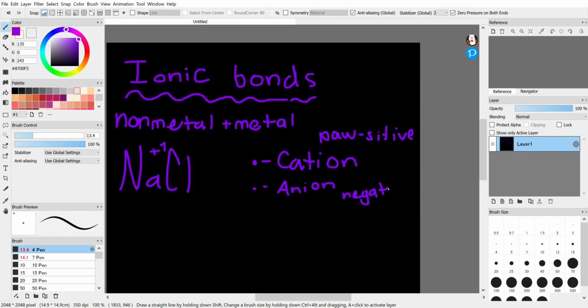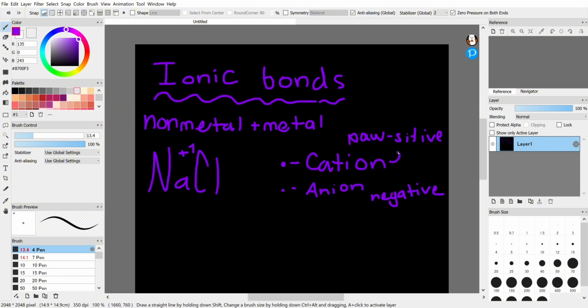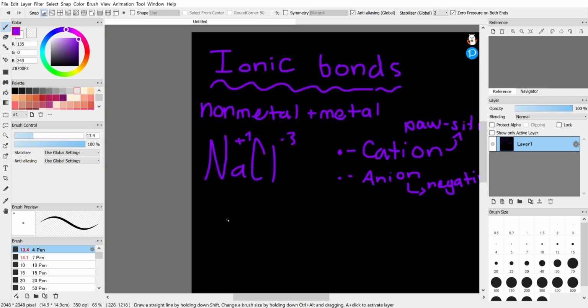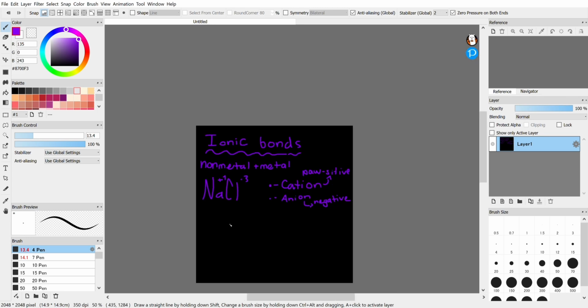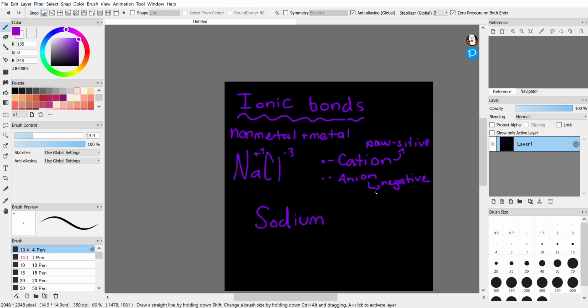You're never going to have two positives. That's why when I was explaining the other one earlier, that would never happen. So you're going to have a positive ion, which is the cation, and a negative ion, which is, in this case, our chloride with -3. So the way you're going to name it is first you're going to name the cation, which is our positive ion, in this case sodium. So we're going to write down sodium. And then we're going to name the anion.